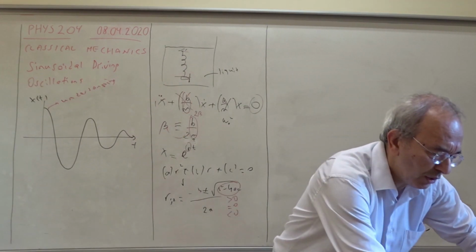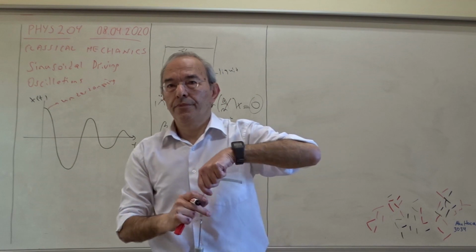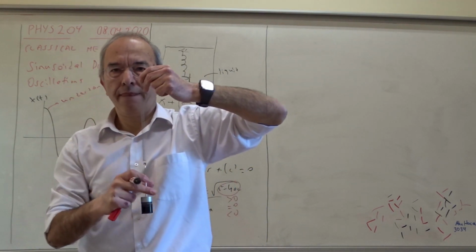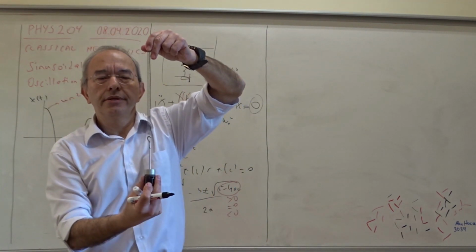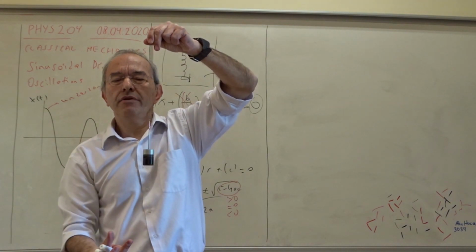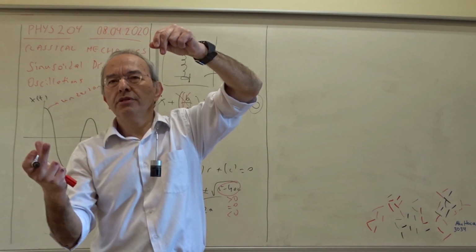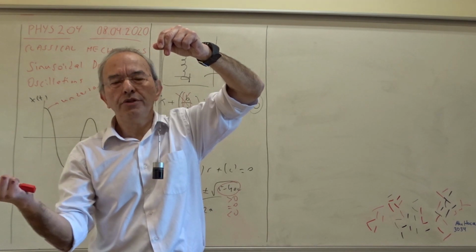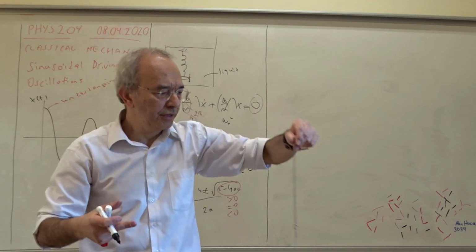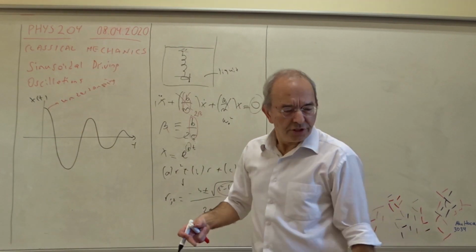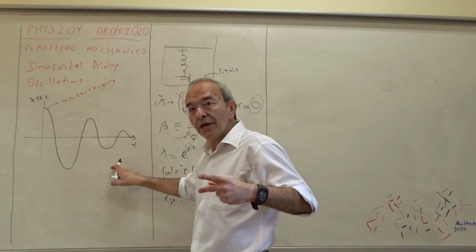For example, this system is making oscillations up and down. However, the oscillations will cease in a moment and it will stop because of some resistive term. This is a possibility. But there are two other possibilities.